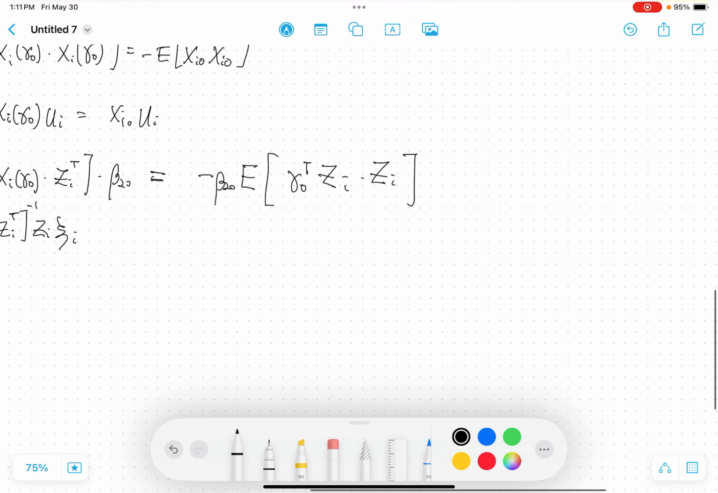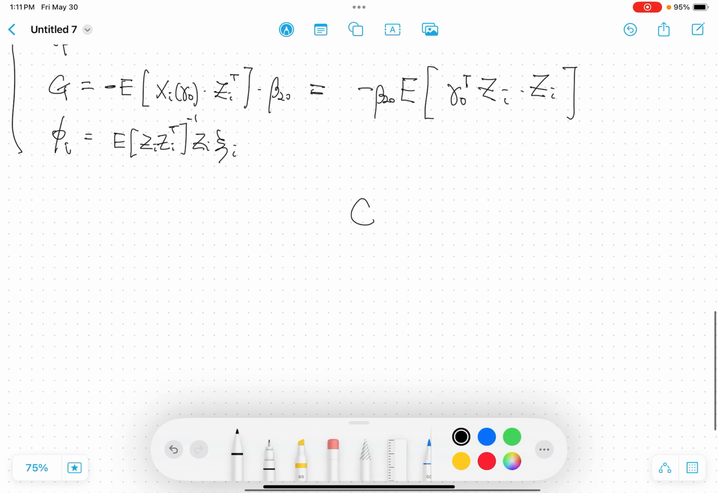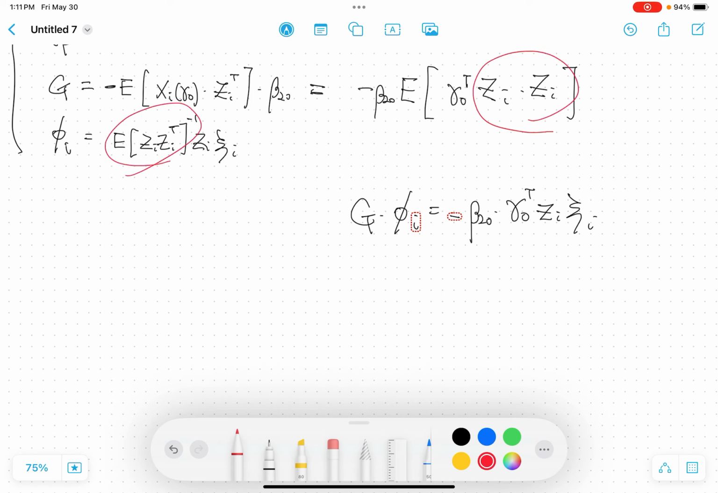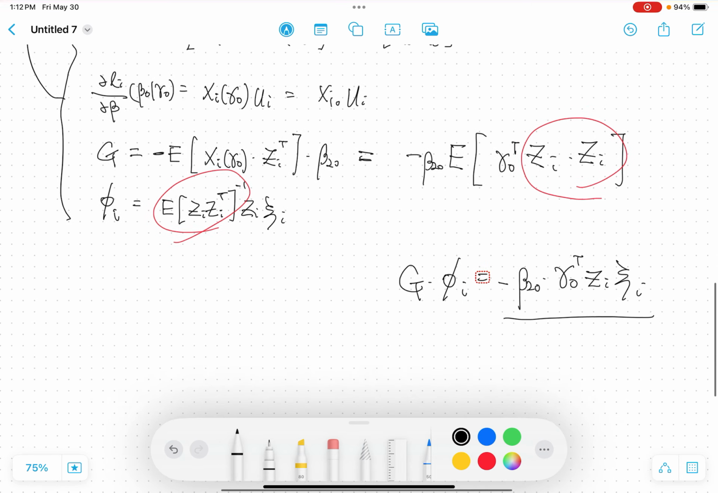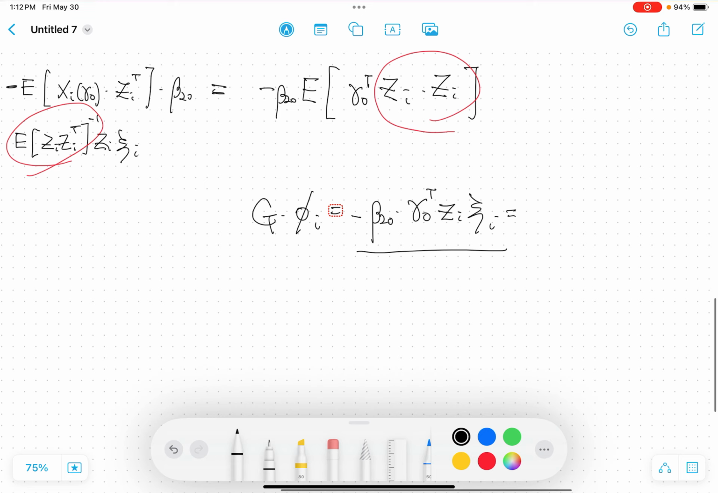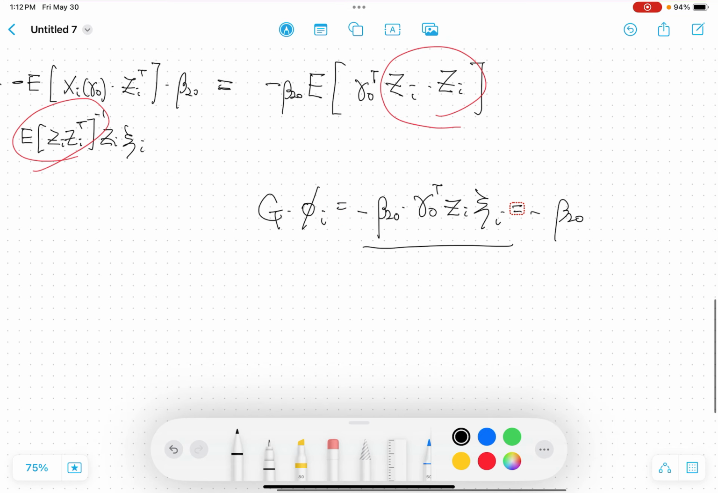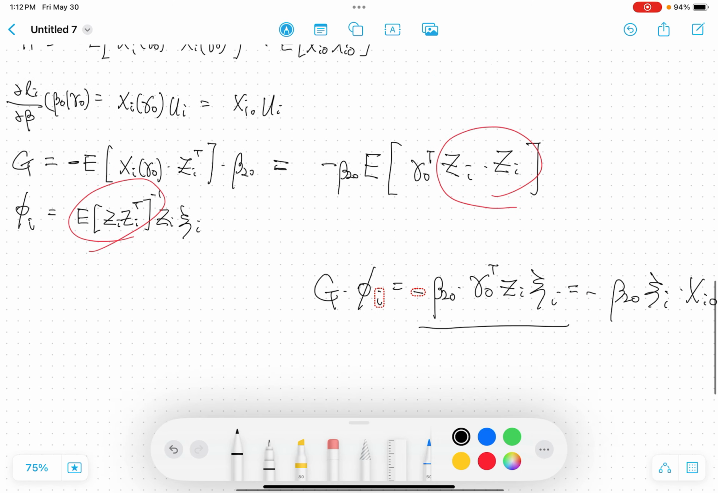So when you calculate G times phi I, you will get minus beta 2 0 gamma 0 transpose zi psi I, because this part and this part will be cancelled out. Okay, so we have a simplification here. Furthermore, this again will become minus beta 2 0 psi I times xi 0, right?